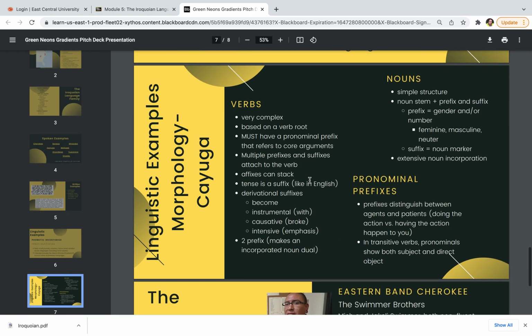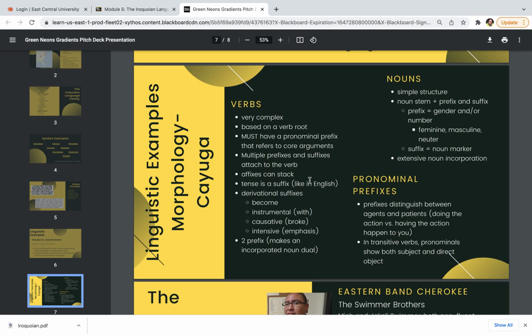So here is some morphology, so verbs and nouns, linguistic examples, and we're going to use Cayuga as the language that we speak about. So verbs in Iroquoian languages are very complex. The verb is made of a verb root, that requires a pronominal prefix that refers to core arguments. So this is like what we talked about in the Algonquin languages. These verbs are polysynthetic. You have your verb root, and you have things that must be prefixed on the beginning and must be suffixed on the end. It's not a choice, you have to do it.